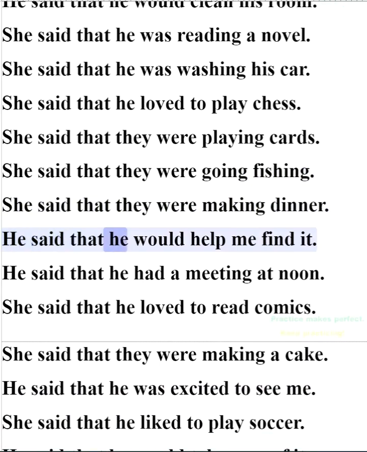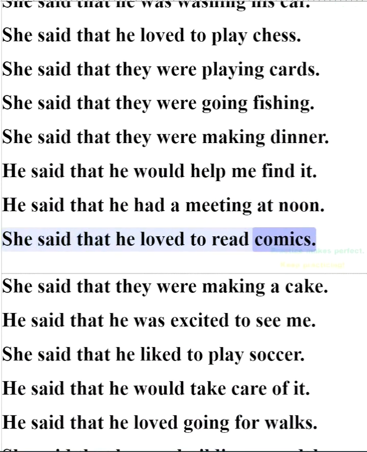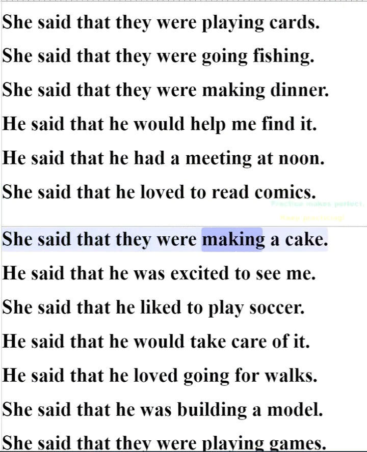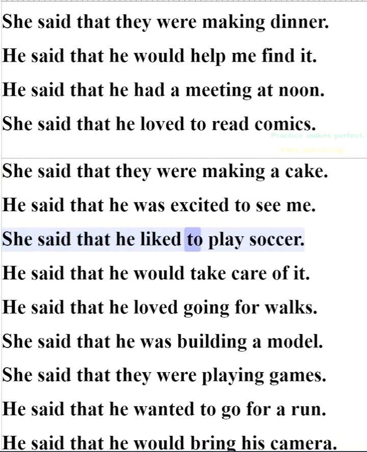He said that he would help me find it. He said that he had a meeting at noon. She said that he loved to read comics. She said that they were making a cake. He said that he was excited to see me. She said that he liked to play soccer.